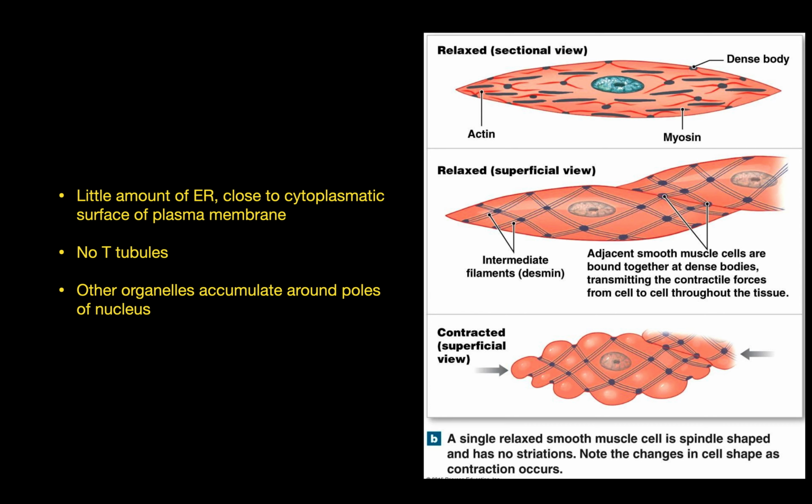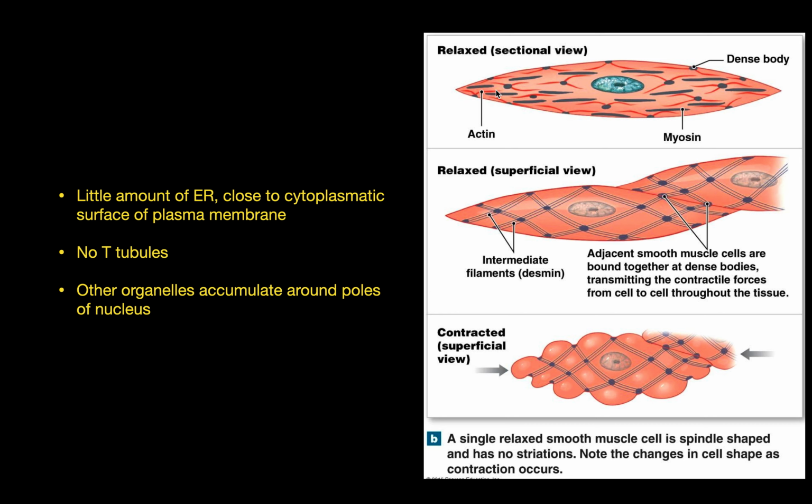So there's not a lot of endoplasmic reticulum, rough or smooth, and if there are any, it's close to the cytoplasmic surface of the plasma membrane. There are no T tubules, so there's no striations, and the other organelles will accumulate around the poles of the nucleus. And see how it's relaxed right now.